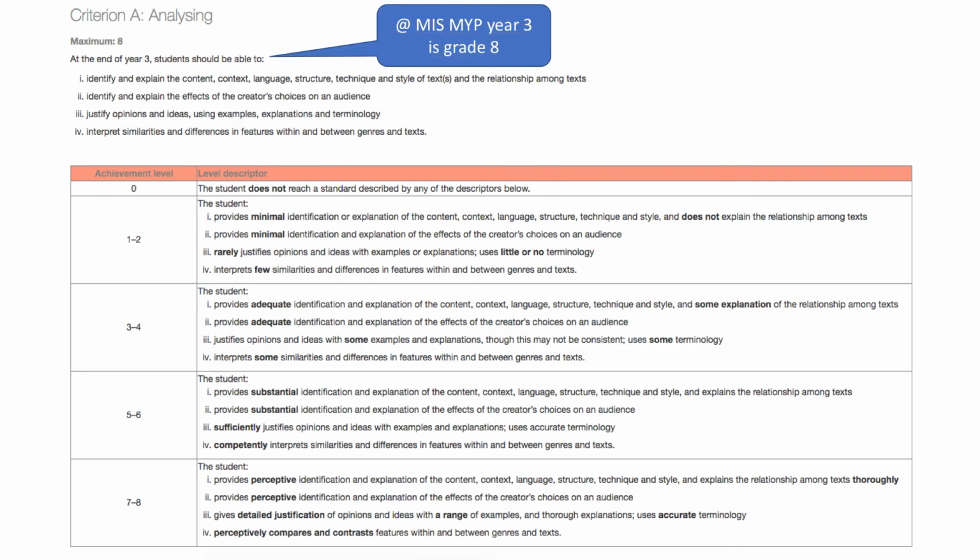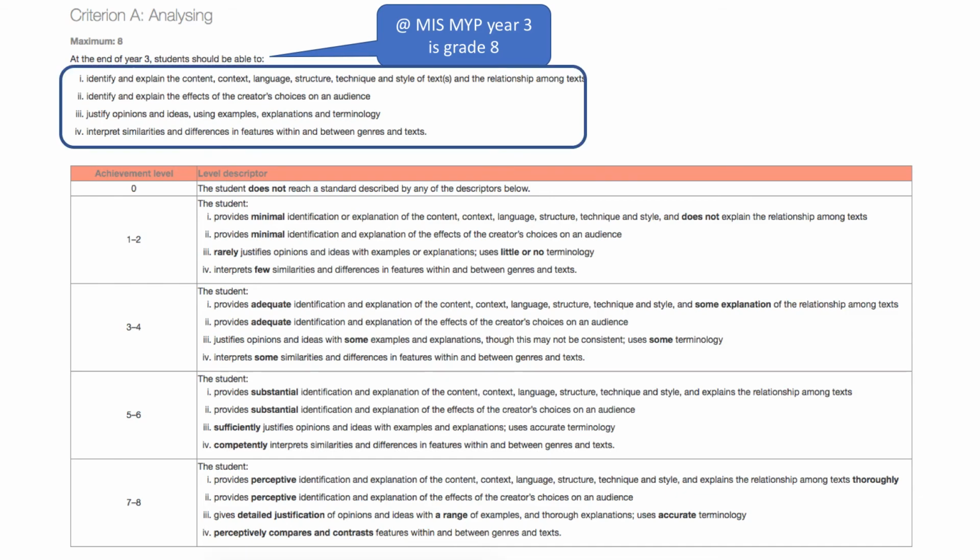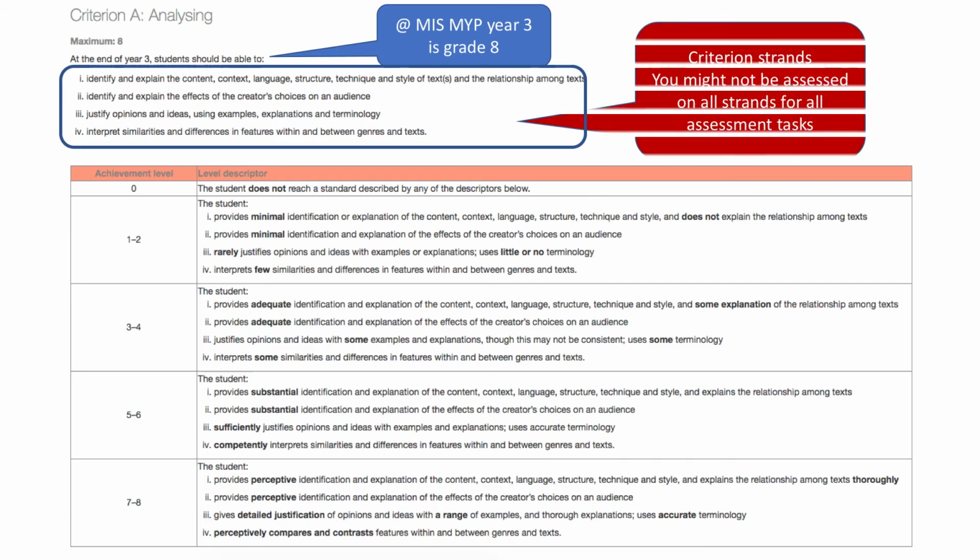So let's look at language and literature criterion A as our example, but just note here that year 3 at MIS actually means grade 8. Now, criterion A, analysing, has 4 different strands, 4 different things that you need to be showing that you understand in the summative.